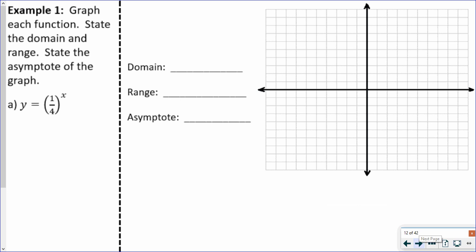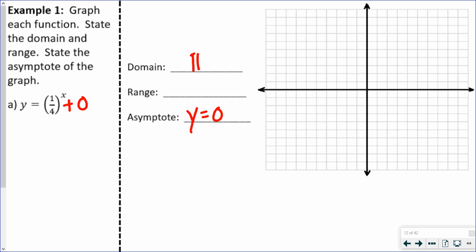Okay, all right, so let's do some of these. Graph each function, state the domain and range, and state the asymptote of the graph. Remember, just like exponential growth, exponential decay has the asymptote of that k value at the end. Since there's no k value here, that means the asymptote is y equals 0, just like the parent function. So that's where we get that.